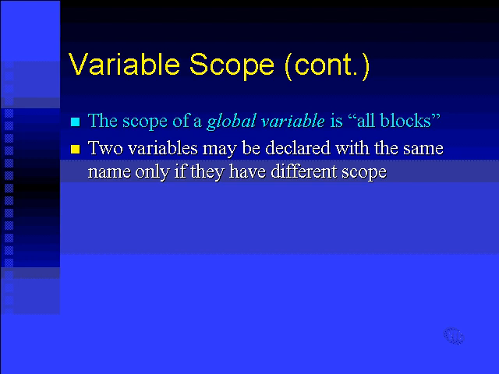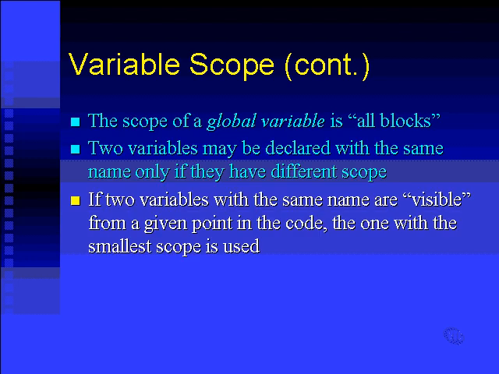So if you're inside one of these functions, and let's say there's a global variable called count and there's a local variable called count, and you say x equals count, which value does it pick up? Does it pick up the global one or does it pick up the local one? That's a really good question, and here's the answer. If two variables with the same name are both visible from a given point in the code, then the one with the smallest scope is used. So that means the local one is always used before the global one.